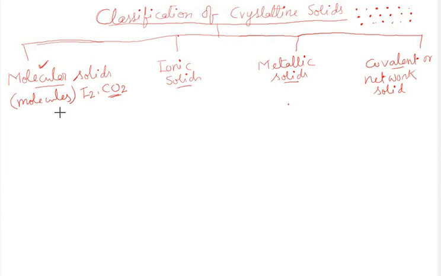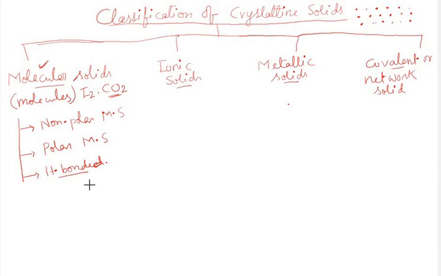Now this molecular solid can also be further classified into three types. So what are these? The first one is the non-polar molecular solid. The second one is the polar molecular solid. And the third one is the hydrogen bonded molecular solid. So these are the three types of molecular solids that we have.